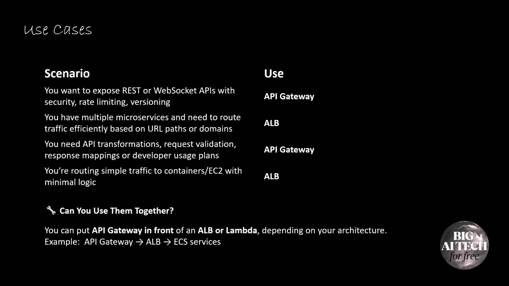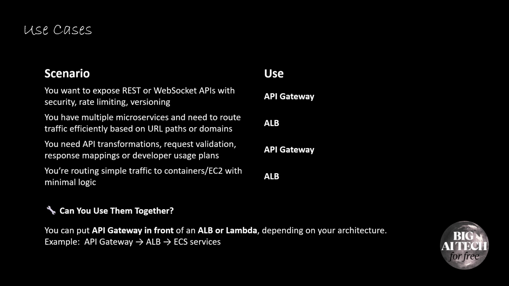Moving on to the use cases and scenarios where you should use each. If you want to expose REST or WebSocket APIs with security, rate limiting, throttling, and versioning, API Gateway is your solution. If you have multiple microservices and need to route traffic efficiently based on URL paths or domains, ALB is the solution. If you need to perform API transformations, request validation, response mapping, or developer usage plans, guess it? It's API Gateway. If you are simply routing simple traffic to container EC2s with minimal logic, then you can go ahead with application load balancer.